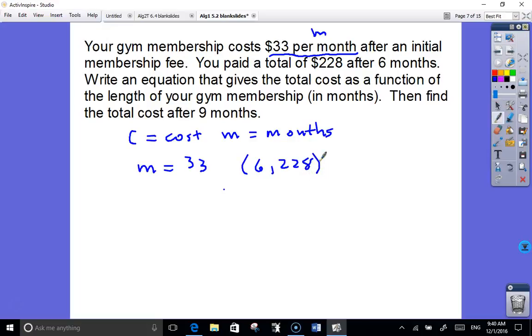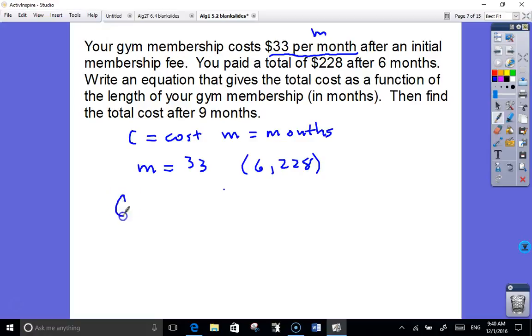So now we're going to do exactly what we did on the last two slides. You said there's 33 months? No, I'm saying there's $33 per month is how much you're paying. So 1 month, 33. 2 months, 66. 3 months, 99. Just keep adding another 33.